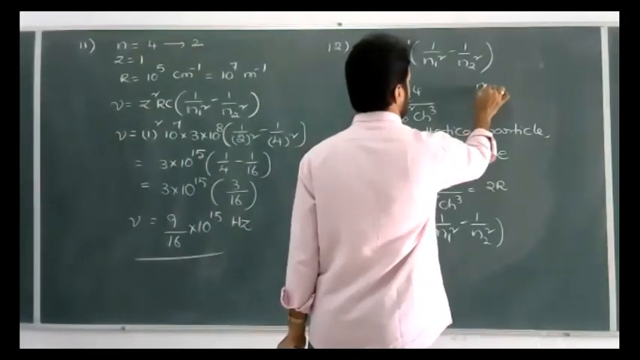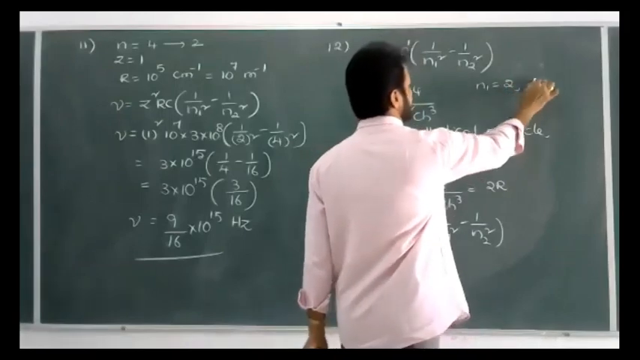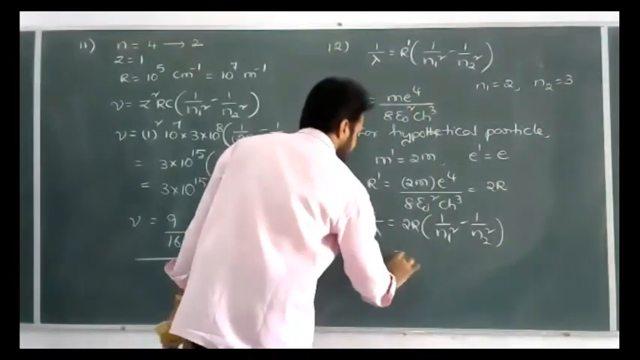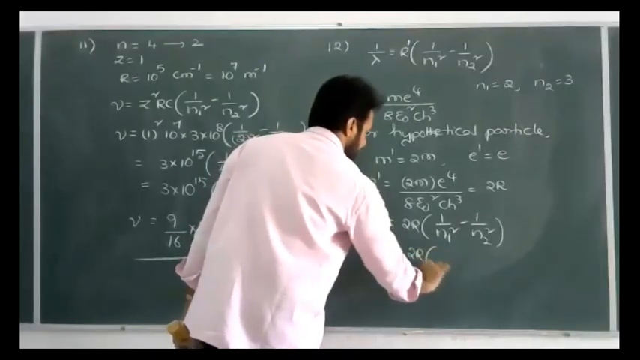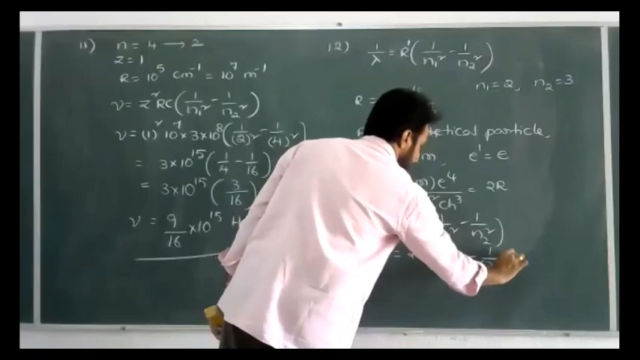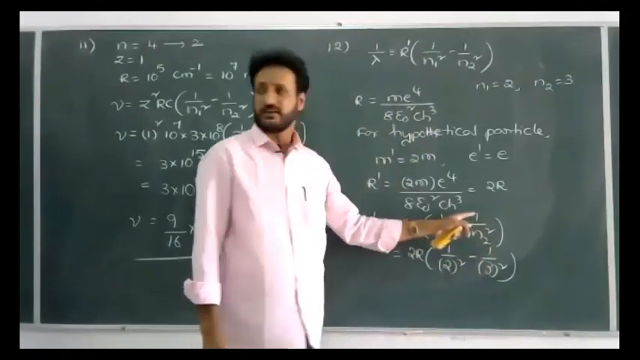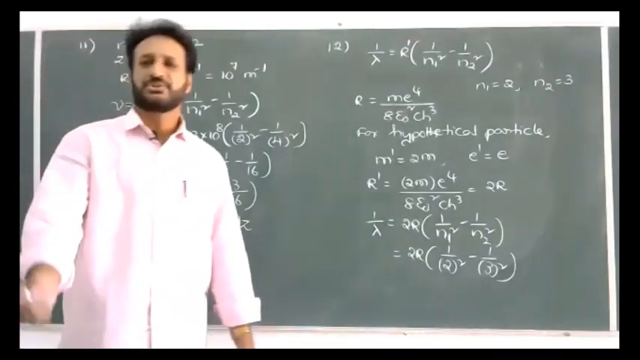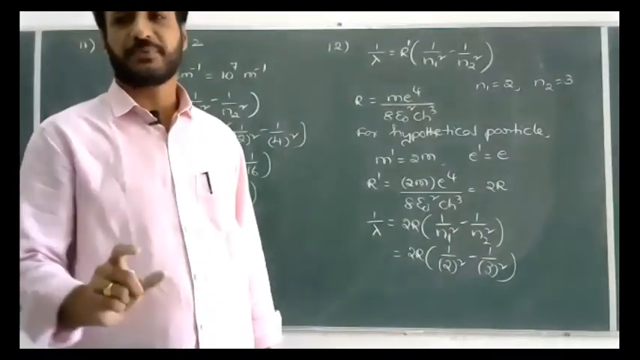Take here n1 is equal to the first excited level. Longest wavelength means n2 must be equal to 3. Substitute the values: that is 2R into 1 by 2 square minus 1 by 3 square, that is 1 by 4 minus 1 by 9. Next question. Okay, just check the options.